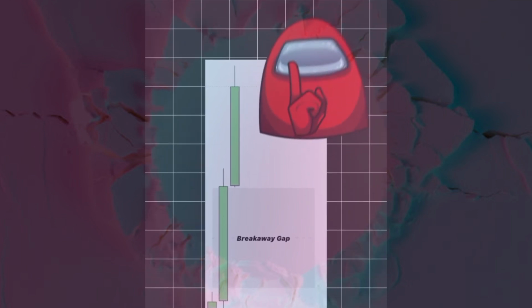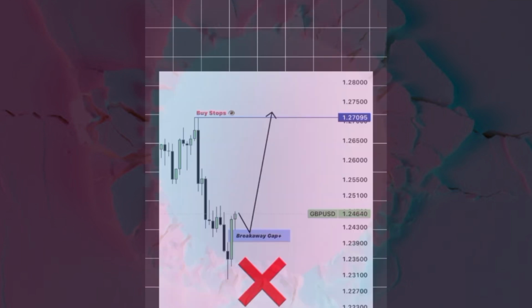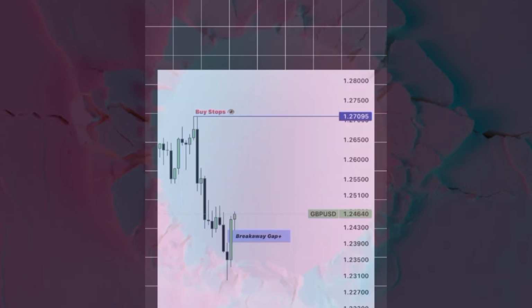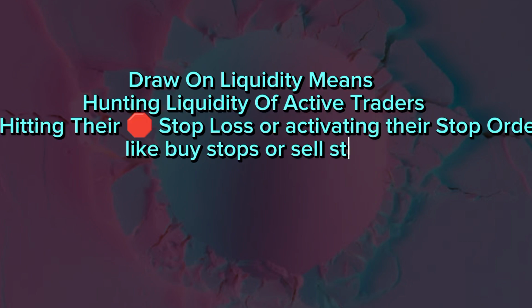And he said these are gaps that have a low probability of getting traded back into before a certain draw on liquidity is reached first. So, what is draw on liquidity? Draw on liquidity means hunting the liquidity of active traders, like hitting their stop losses or activating their stop orders like sell stops or buy stops. So, just connect a breakaway gap to draw on liquidity and you will see how they actually work and why they are called breakaway gaps.